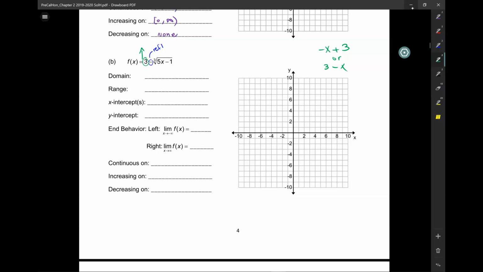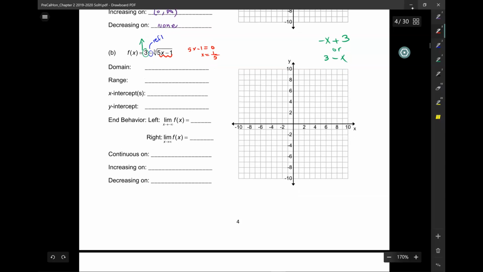So that's a vertical shift up 3 units. Is there a horizontal shift here? Yes. Where? How did we find that? What did we do? You set that equal to 0. X is moving to the right 1/5. Look at you guys go. Okay, so that center then is not at 0, 0. It's at 1/5 and 3, the most random of places.